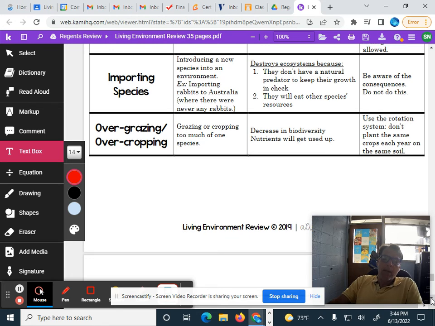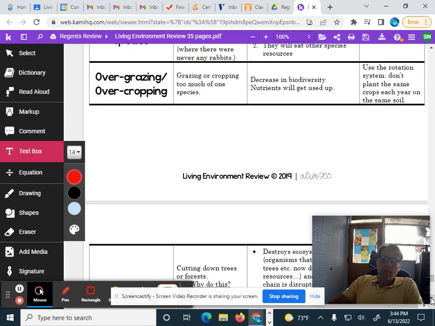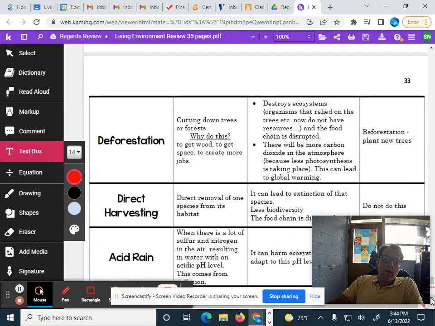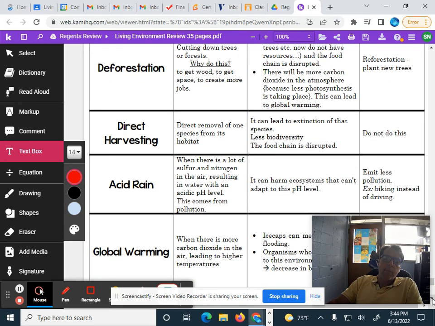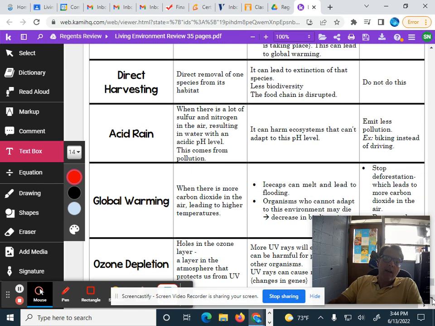Overgrazing and overcropping happen when you use up too many resources and don't rotate the crops, so you deplete the soil and can't grow things after a while. Deforestation is when you deforest an area like the rainforest, very bad. You can't get things like that back. Direct harvesting is when you remove one species, which can lead to the extinction of the species. It can also upset the food chains and food webs.